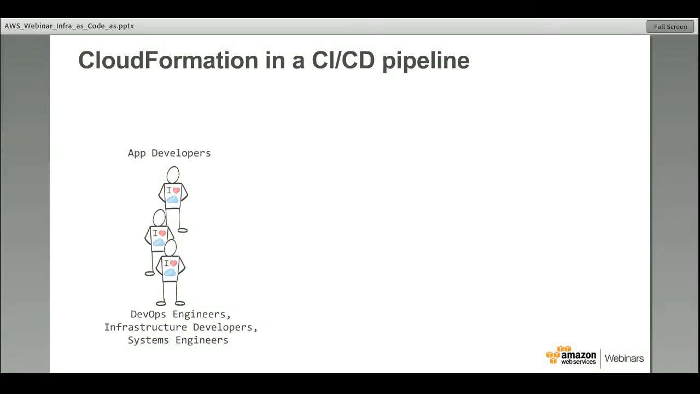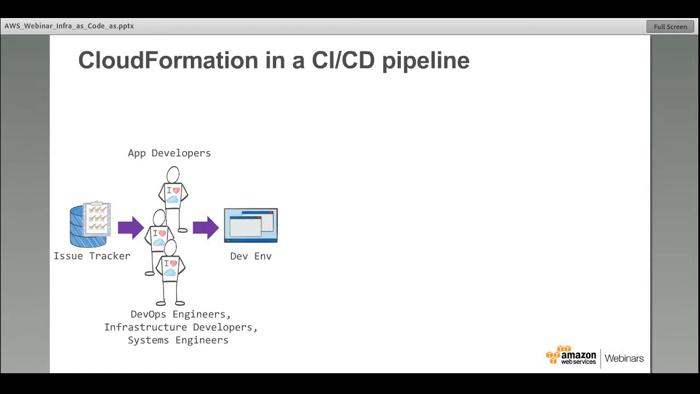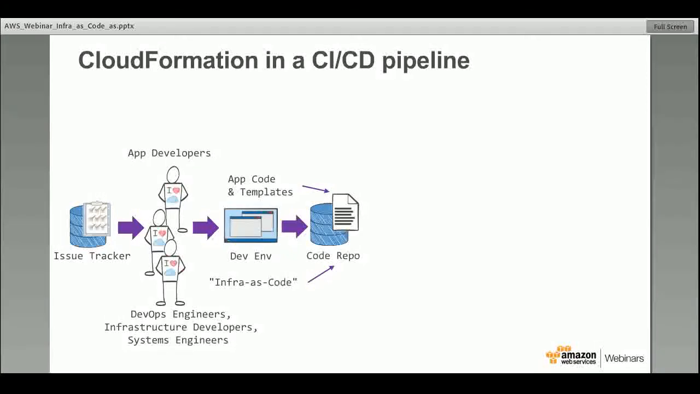So the DevOps engineers or the infrastructure developers create templates that are applicable to the entire company. For example, your entire VPC stack. And the application developers create templates which are more application specific. For example, let's say you're building a product registration application and you're using a DynamoDB table along with it.